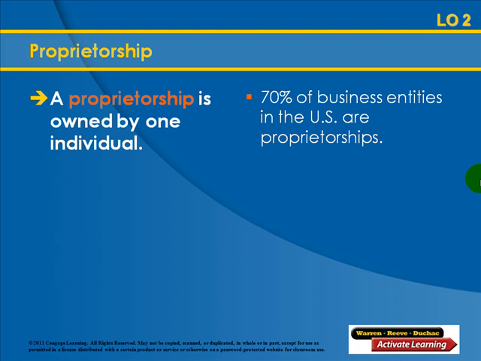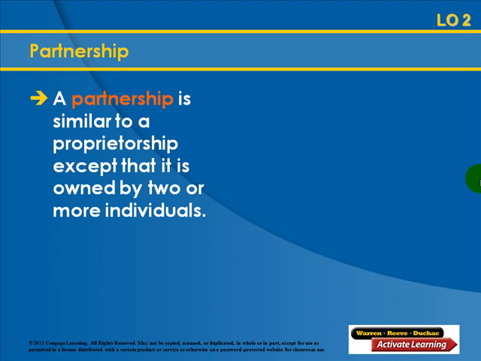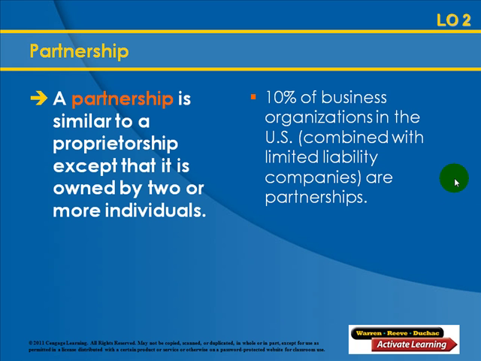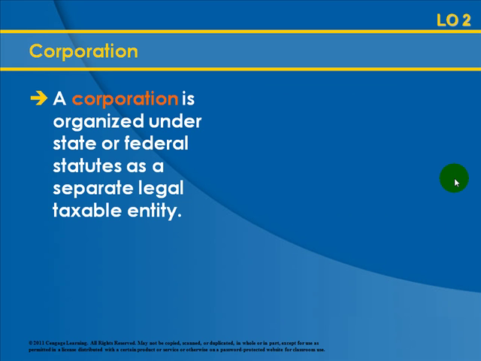70% of business entities in the U.S. are proprietorships. They're easy and cheap to organize, and the resources are limited to those of the owner. These are generally used by small businesses. A partnership is similar to a proprietorship except that it is owned by two or more individuals. 10% of business organizations in the U.S., combined with the limited liability companies, are partnerships. A partnership combines the skills and resources of more than one person.